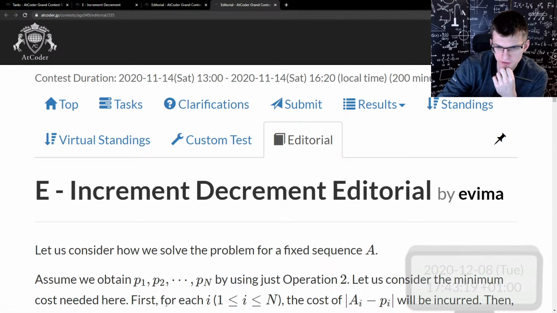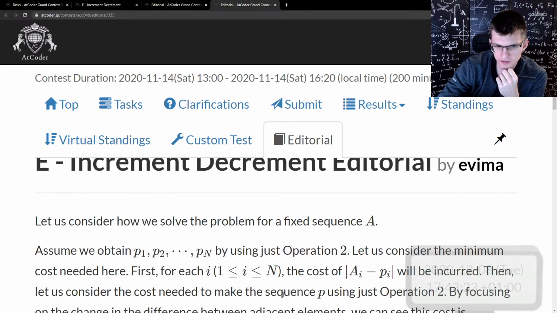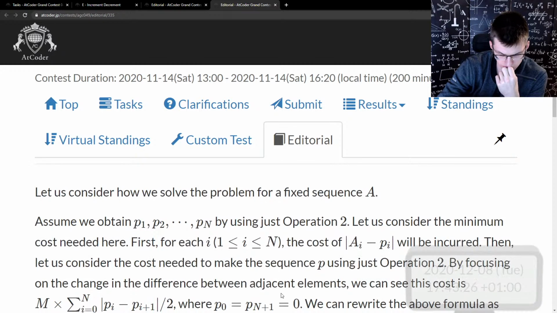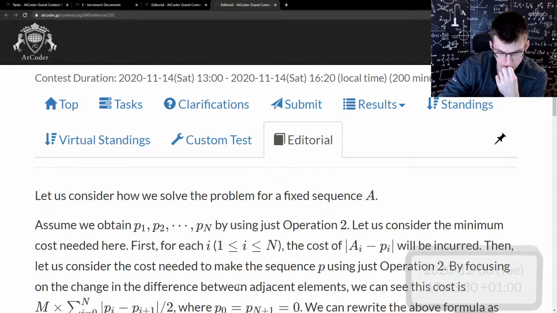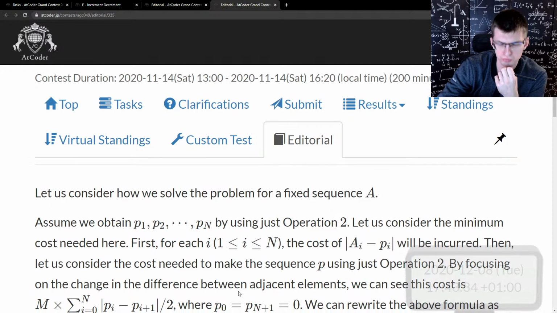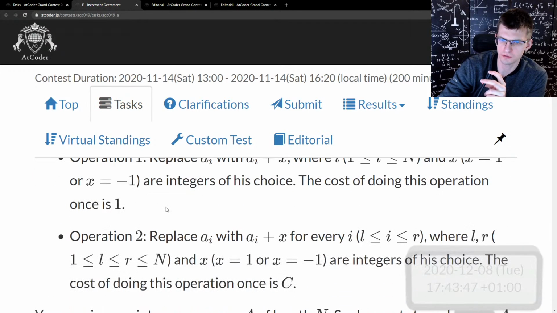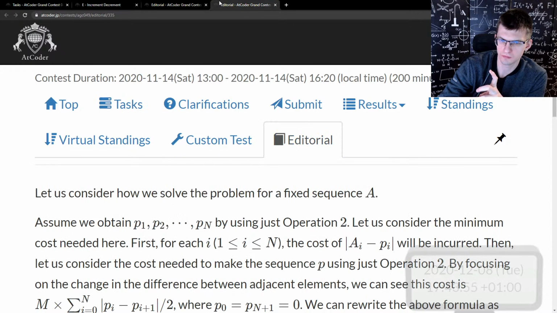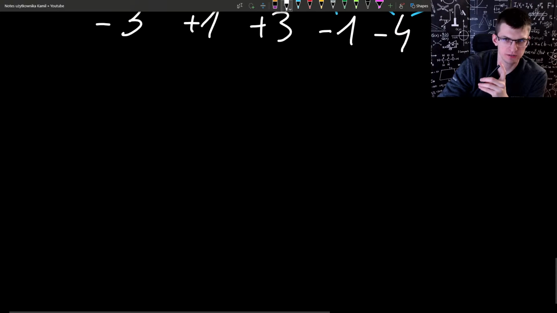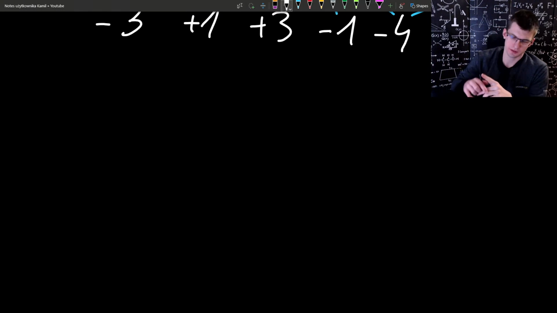Minimum cost needed here. First for each I, then let us consider the cost. Right? They split everything into two parts. In one, they just use operation 2. Okay, this is not how I thought about the problem. Let's try it.